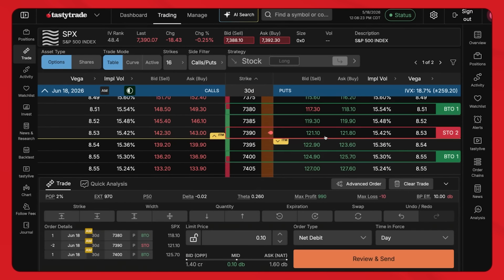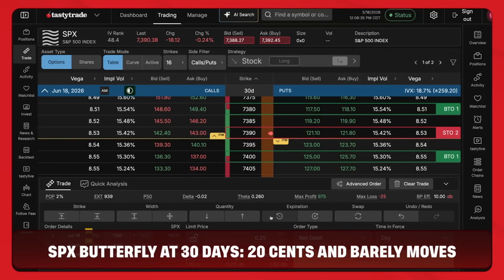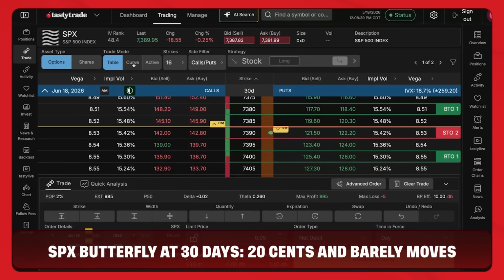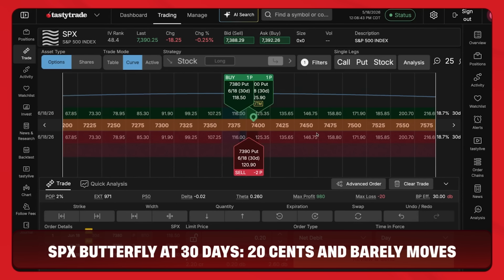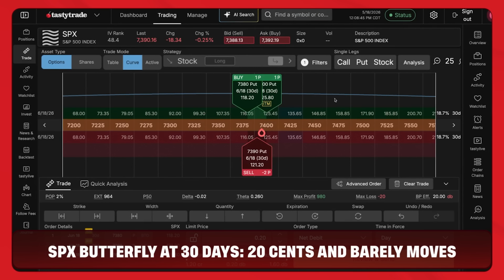So this is a butterfly. What does it look like? Well, right now it's worth about 10 cents. Look at the price, 10, 15, 30, yeah, it's really going to be about 15 or 20 cents. Let's go to the curve for a second. Here's this butterfly, okay? Look how flat this P&L curve is. This is 30 days out.